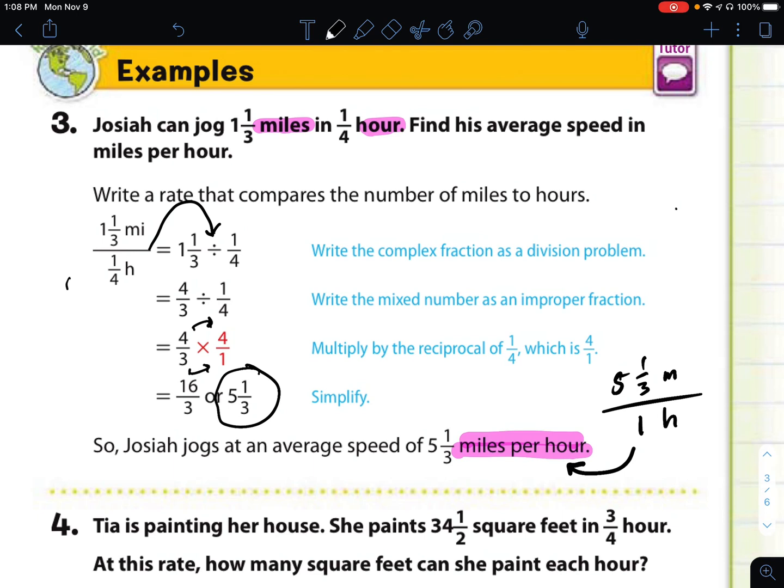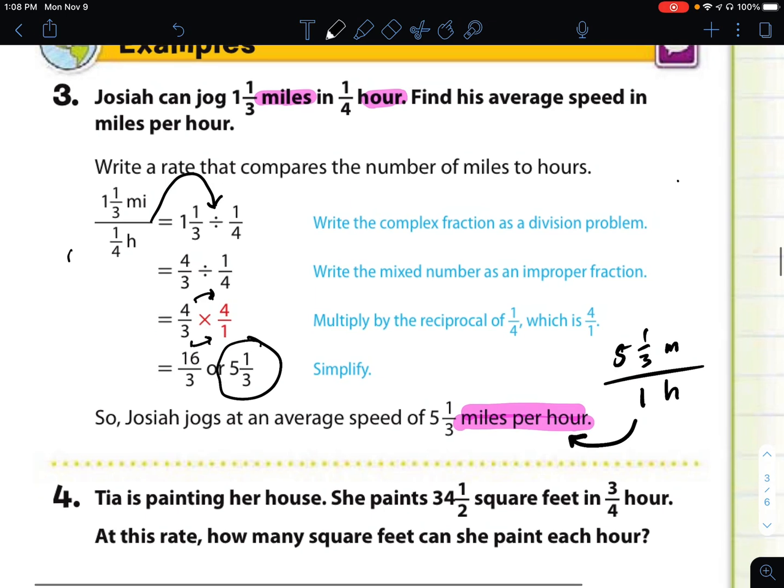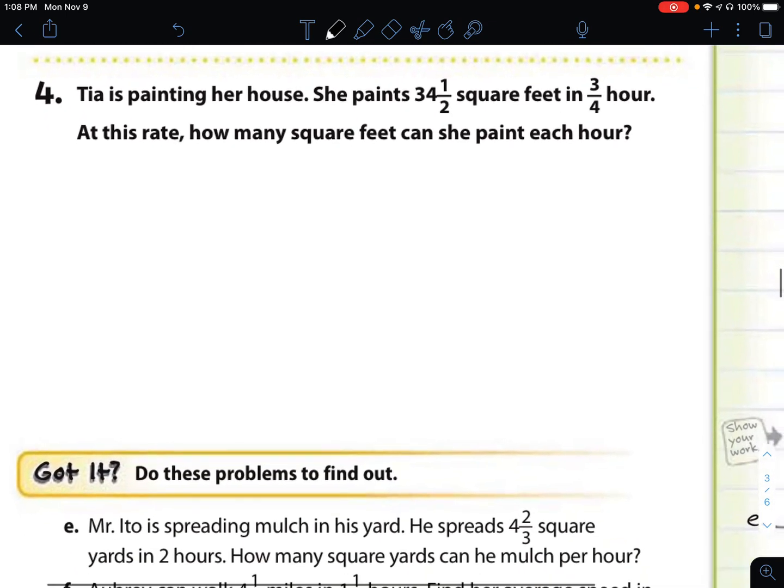Okay, that's what makes it a unit rate. Let's take a look at example number 4. Tia is painting her house. She paints 34 1/2 square feet in 3/4 of an hour. At this rate, how many square feet can she paint each hour?